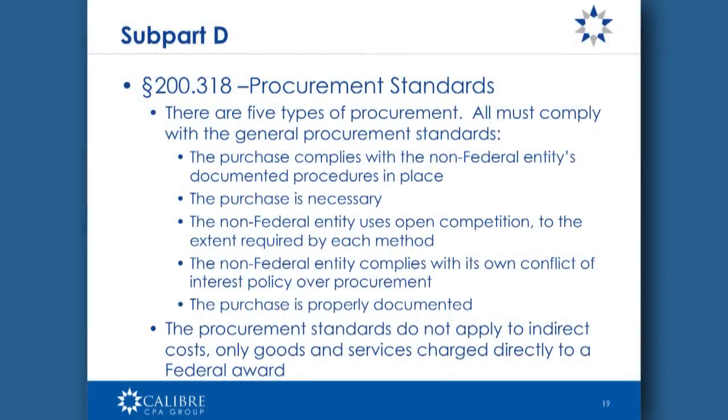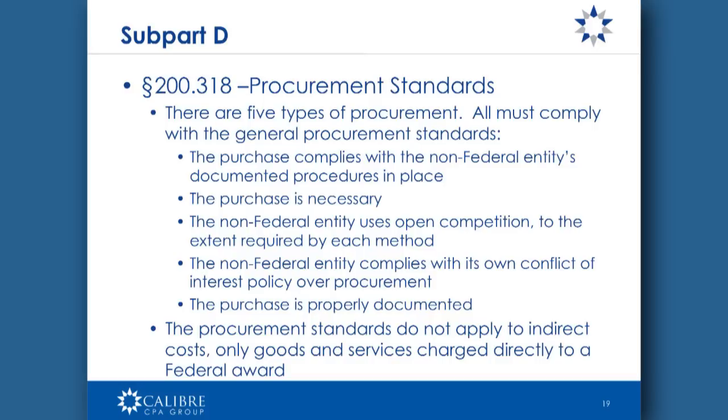So there's five types of procurement, which we'll get into momentarily. All of them must comply with these general standards. Right? It has to comply with your procedures. So the first thing, when you read that, so it has to comply with your documented procedures, means you have to have documented procedures. So that's the first thing, is have procedures in place that document how something gets procured.